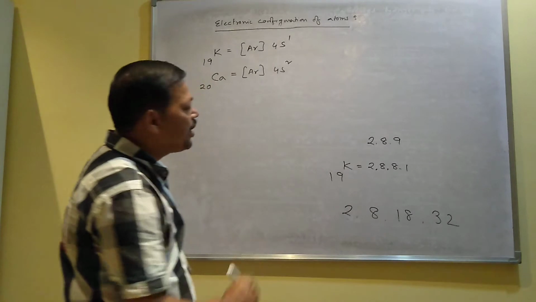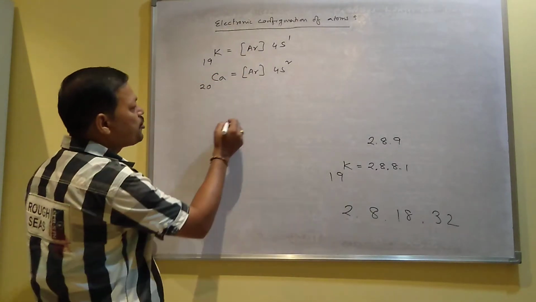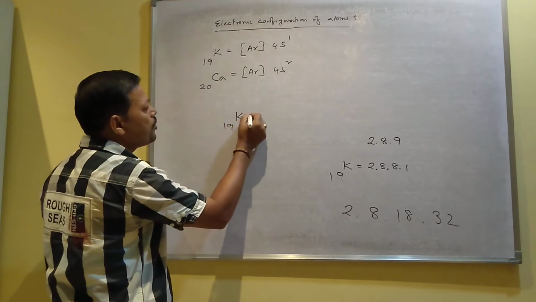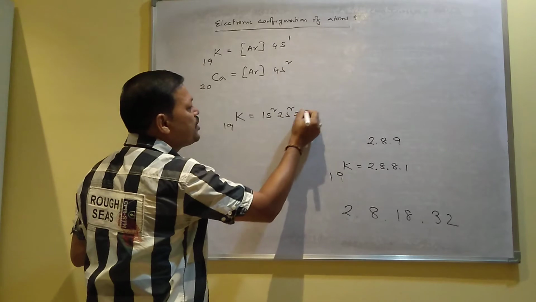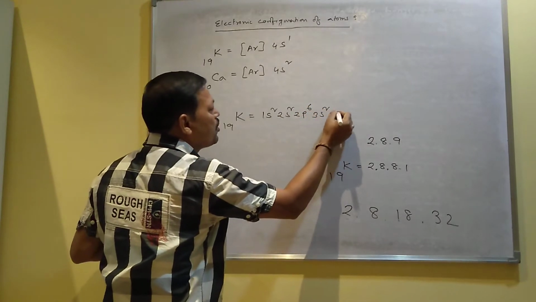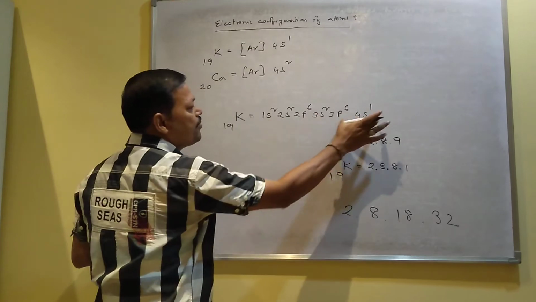Now you can explain it from this orbital concept. Now I will show you potassium. When you write the configuration in terms of orbitals: 1s2, 2s2, 2p6, 3s2, 3p6, 4s1. This is argon, then 4s1.